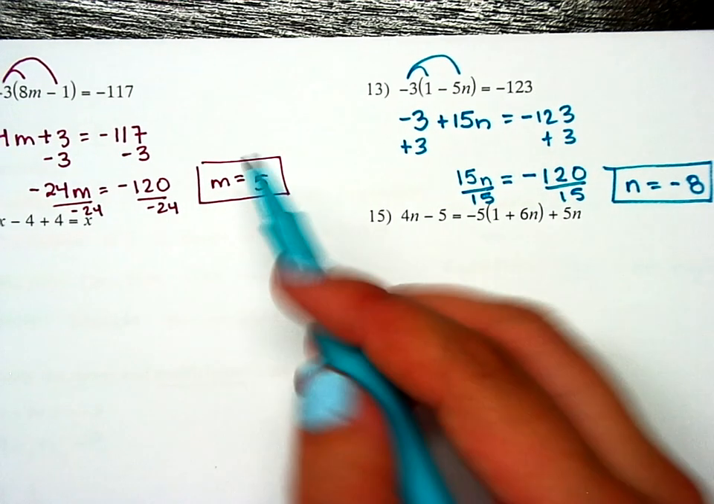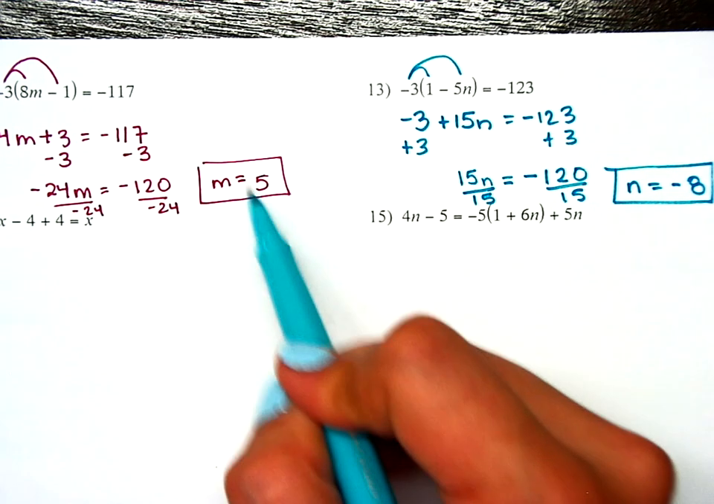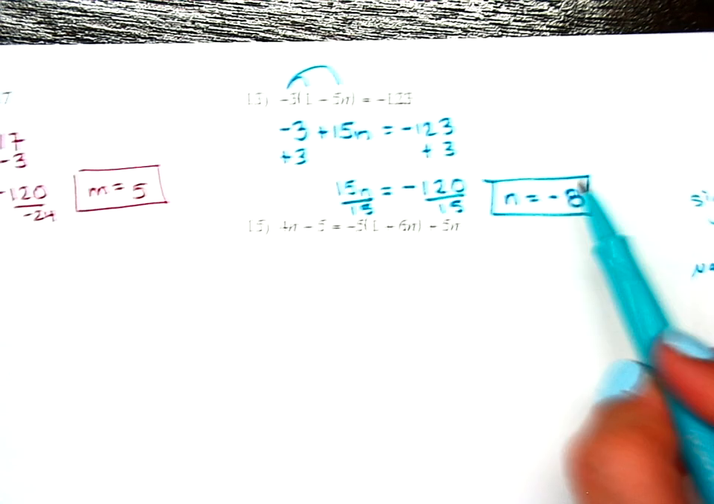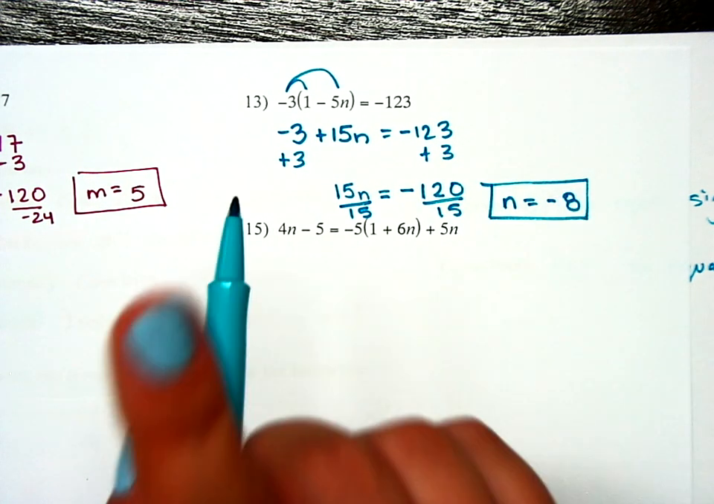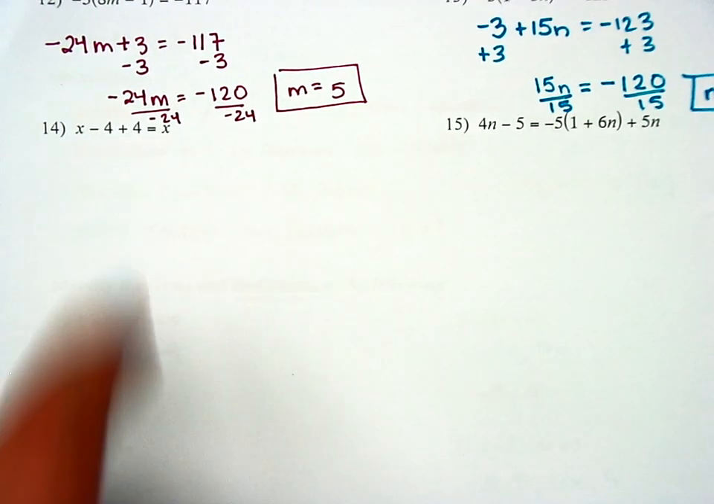So these are, again, both examples of one solution. M equals 5. 5 is the one answer. Same thing here. Negative 8 is the one answer. Okay? All right. 2 more. And again, while you're following through, make sure to write these down so you can follow along.